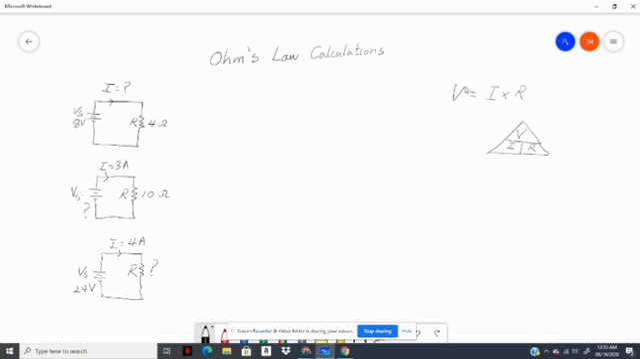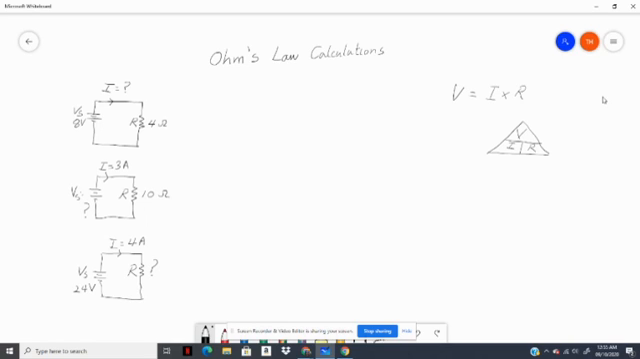Using Ohm's law, we have Ohm's law over here on the right, V equals I times R. And we have the memory aid, right? V equals I times R, or I is V over R, or R is V divided by I. Okay, let's do the calculation for this first one here.